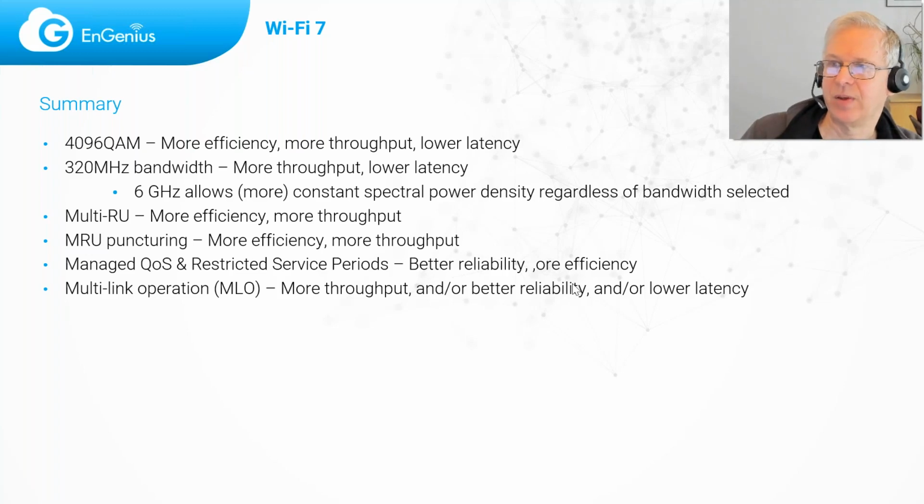So yeah, this is a repeat of what we just talked about. There's one thing I forgot to mention, which is also an interesting point. This is not just for 7, but also 6E. If you're using the 6 gigahertz band, instead of spreading the same power over more megahertz when you double the bandwidth, with 6 gigahertz you are allowed to use a more constant spectral power density. So if you double your bandwidth, you're also more or less allowed to double the amount of power that you're using. So the same amount of power for each 20 megahertz when you're doubling.